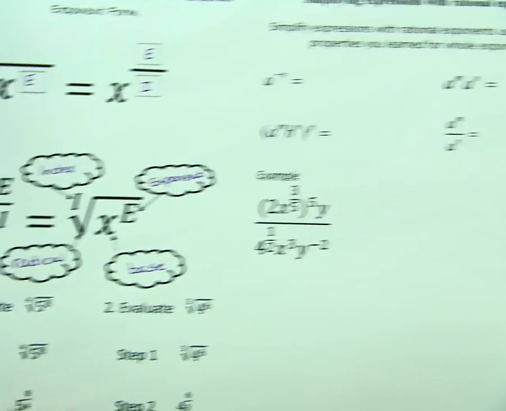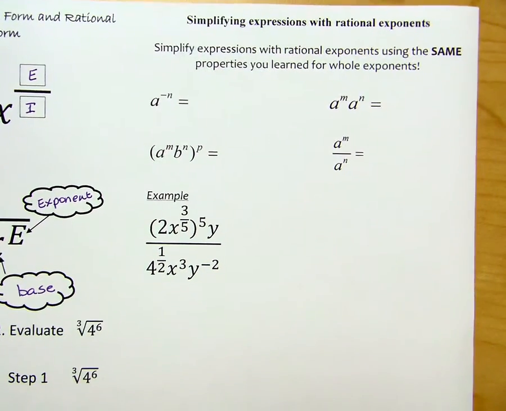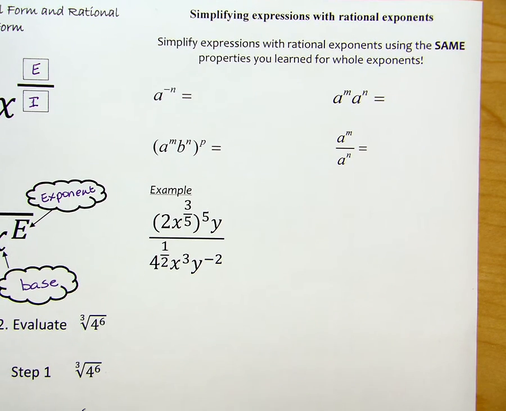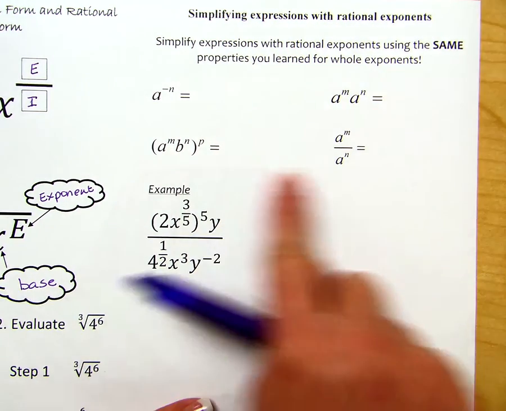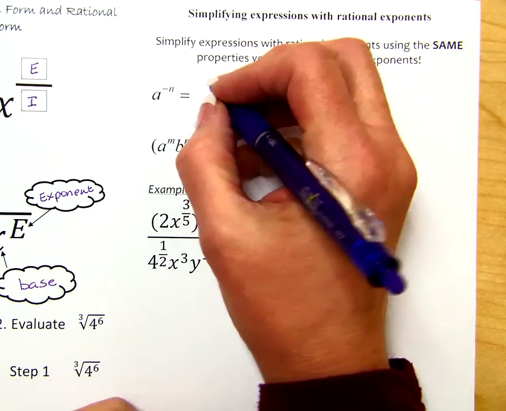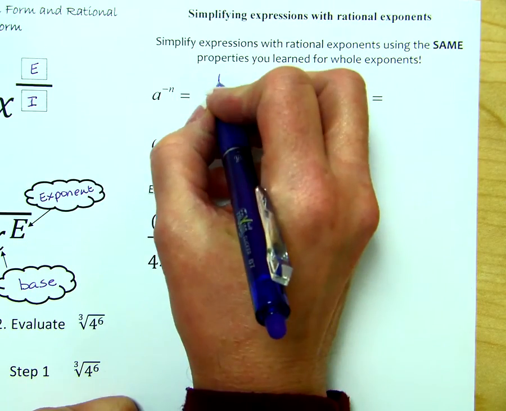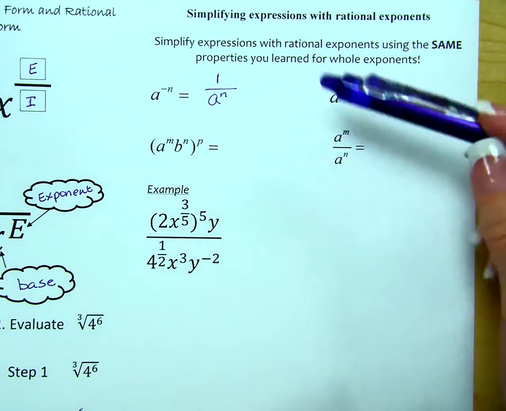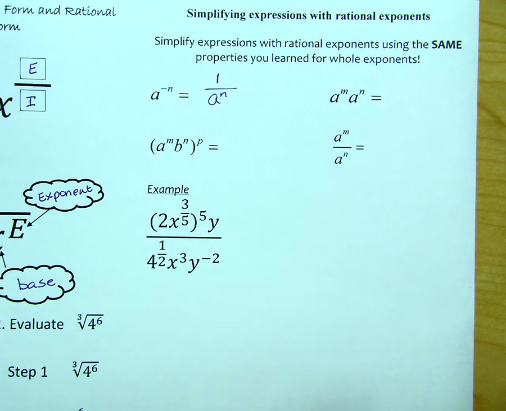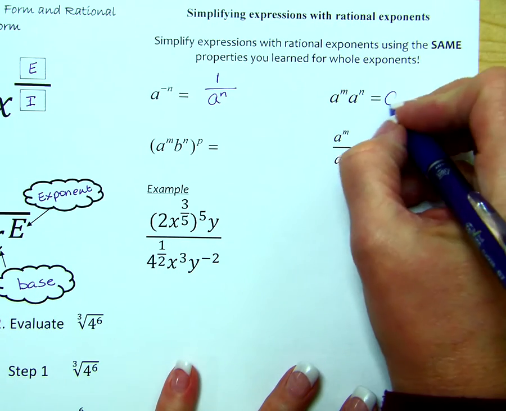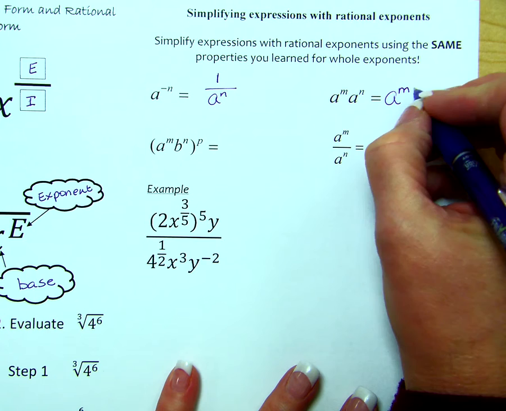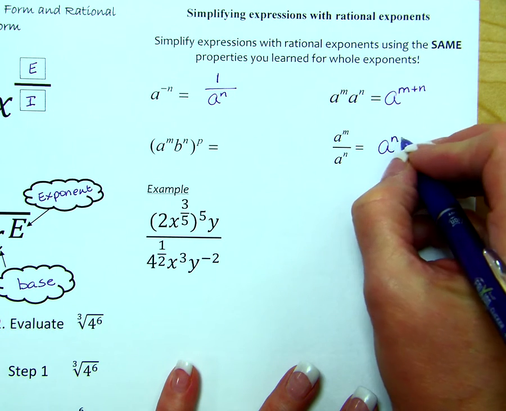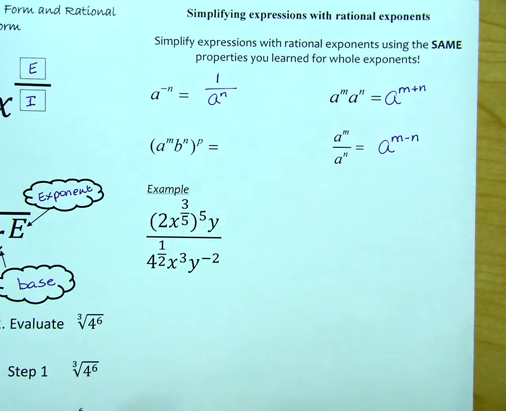So now on the other side, the right-hand side of this paper, we have simplifying expressions with rational exponents. What we're going to do here is very briefly go through these properties to remind you what they are. Whenever you have a negative exponent, you make it a positive by putting it in the denominator. If there's a negative in the denominator, it goes to the numerator as positive. When you have like bases and you're multiplying, you add their exponents. And when you have like bases and you are dividing, then you will subtract their exponents.